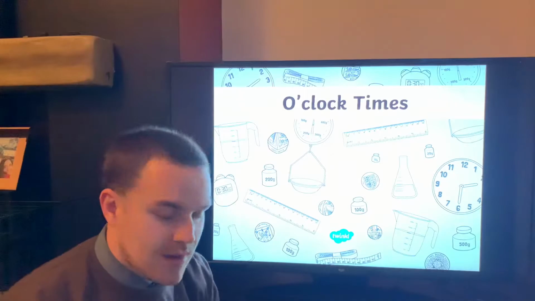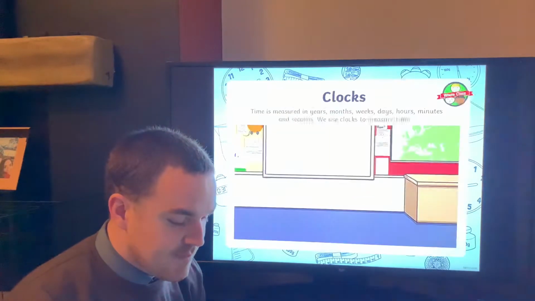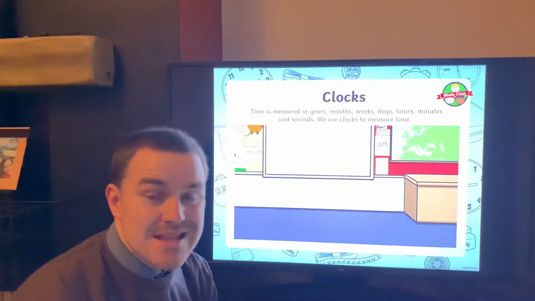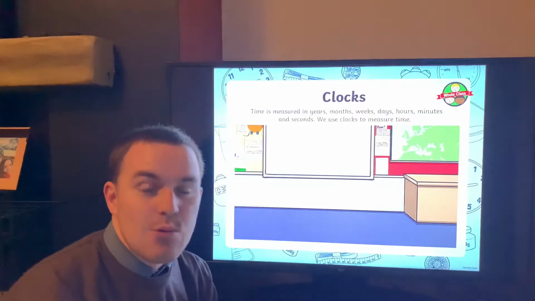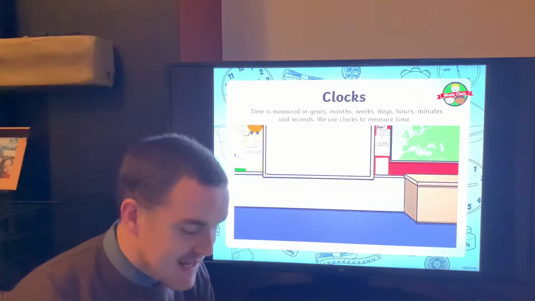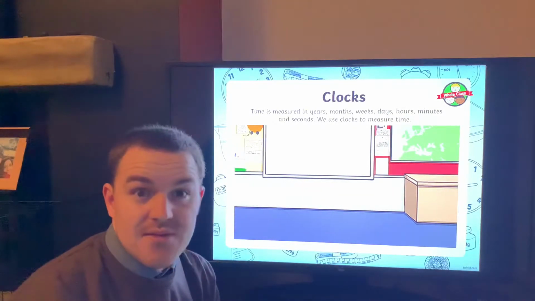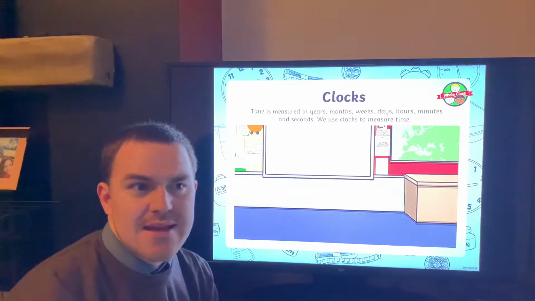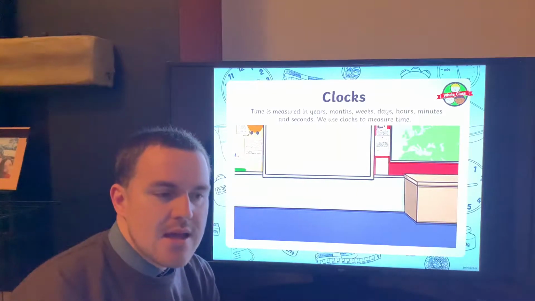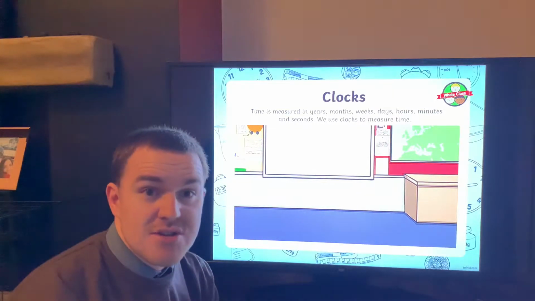So let's talk a little bit about the time. Let me read you some facts. Time can be measured in lots of different things: years, months, weeks, days, hours, minutes, and even seconds. Some of them are really long, like years, or even, does anyone remember what 10 years was called from our history? Decades. Some can be even longer: 100 years, a century, 1,000 years, a millennium.